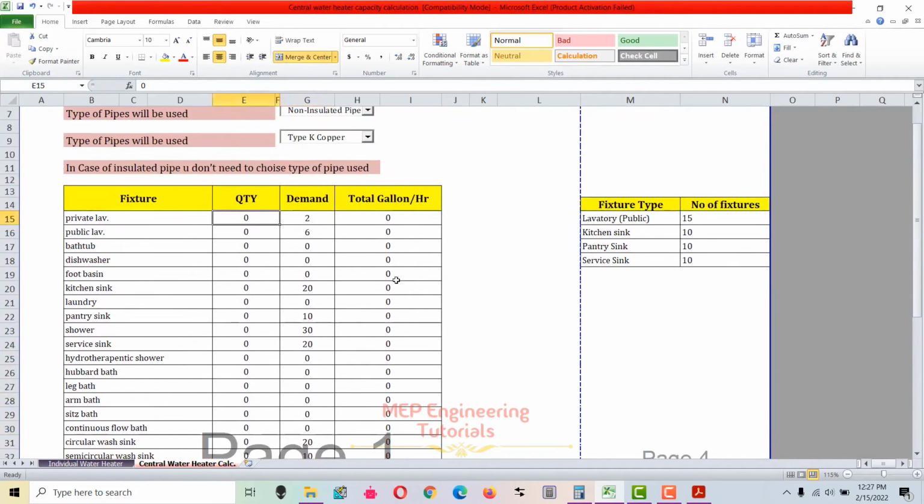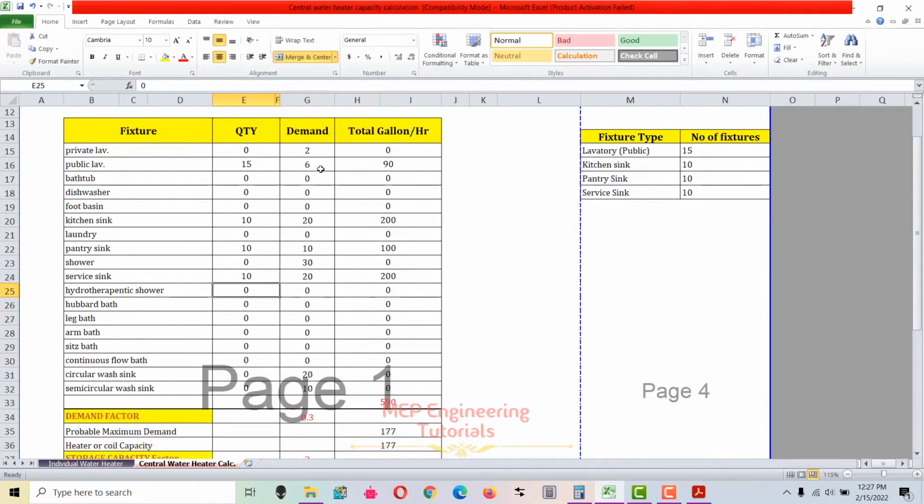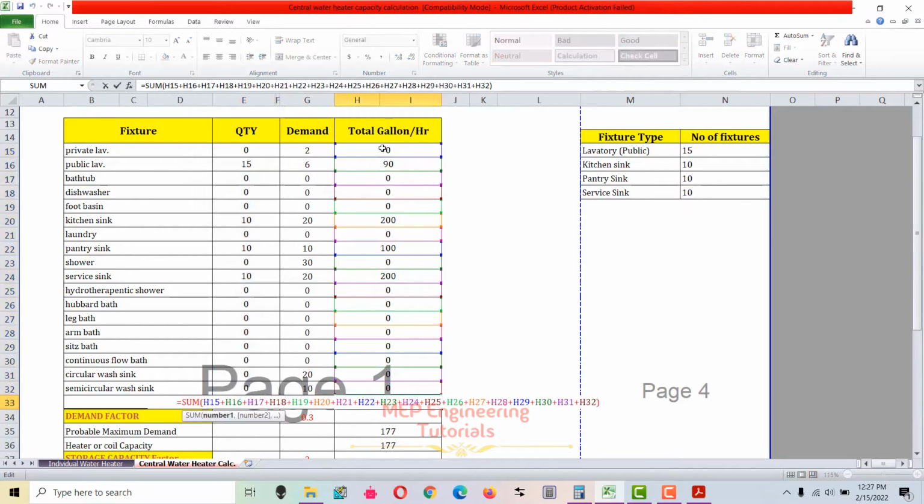So let me write the laboratories. For public laboratories, we have 15 laboratories. Then we have kitchen sink, we have 10. Pantry sink we have 10, and service sink we have 10. So once I write all the quantities in here based on my drawing, I will calculate the gallons per hour here, which is the sum of all the fixtures.